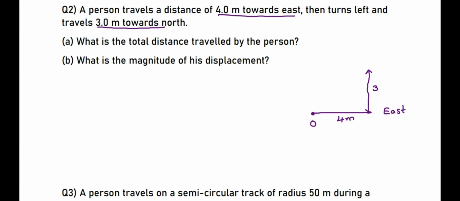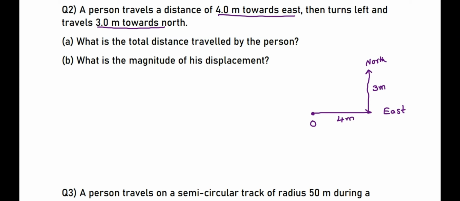How much distance has he traveled? 3 meters. It is towards north. We know the directions of east and north are perpendicular. Okay. So, the diagram can be taken like this. So, try to put the numerical problem in the form of a diagram. Then you will get the clarity on how to approach solving the numerical.